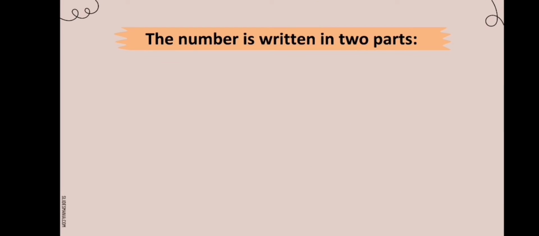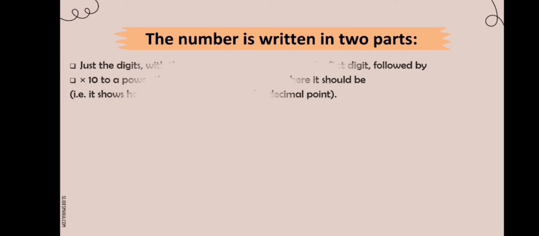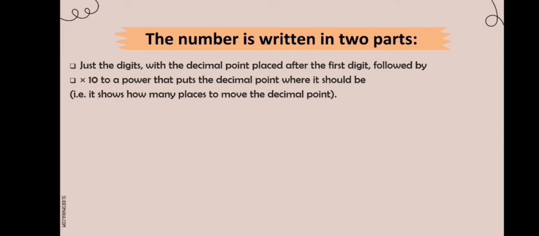The number is written in 2 parts. Just the digits with a decimal point placed after the first digit, followed by times 10 to a power that puts the decimal point where it should be. It shows how many places to move the decimal point. So we have here an example.